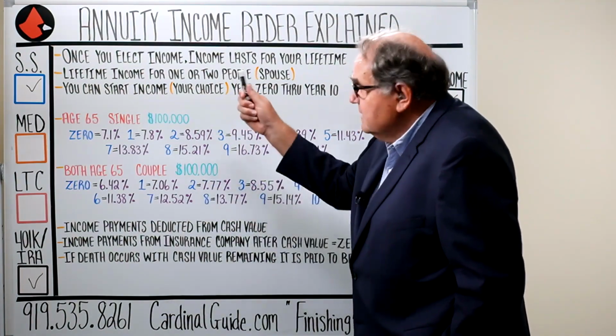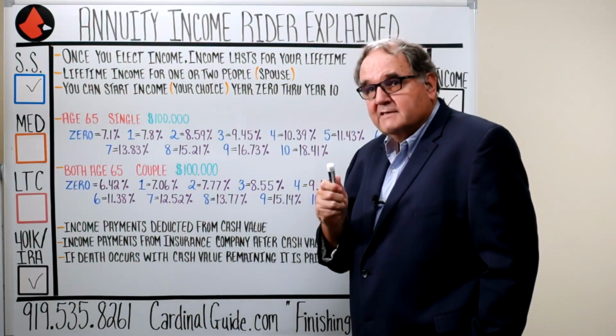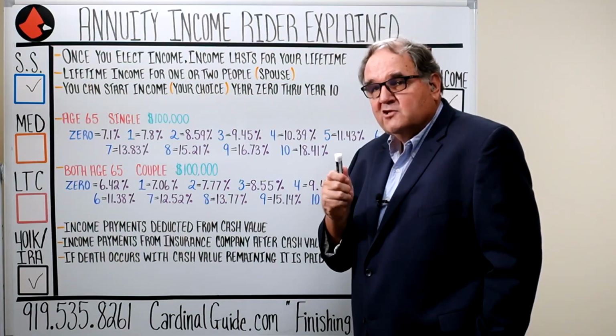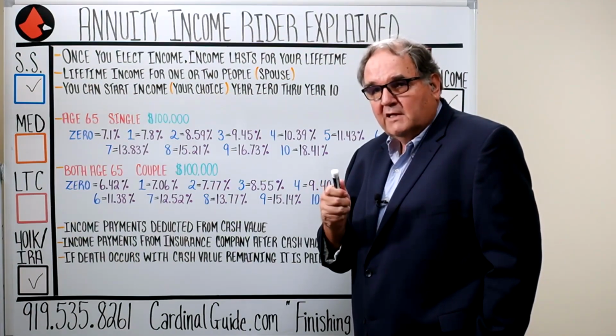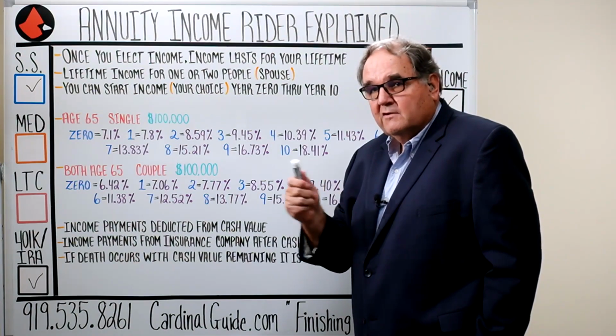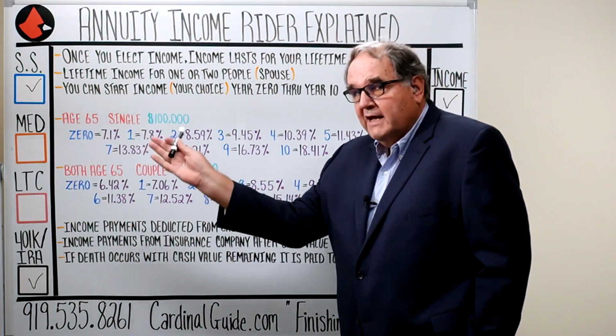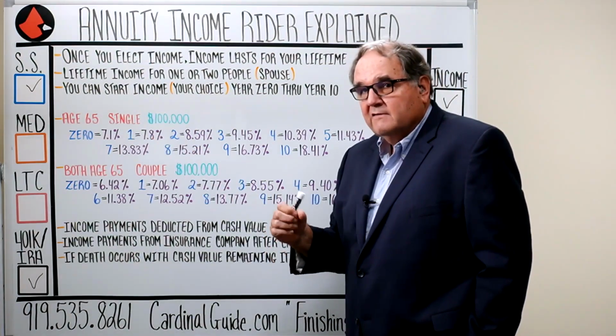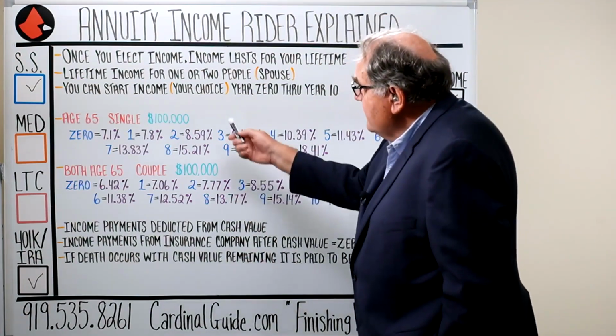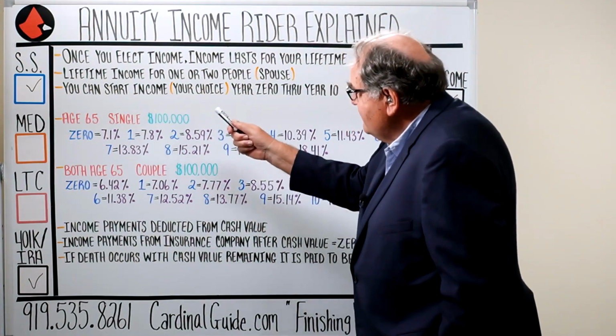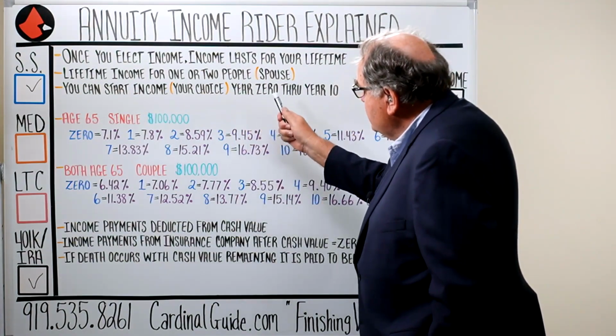So once you elect the income and it begins, you are now going to receive a check monthly if you elect that for the rest of your life. It's just going to pay out regardless of any performance. Number 2, lifetime income for 1 or 2 people.